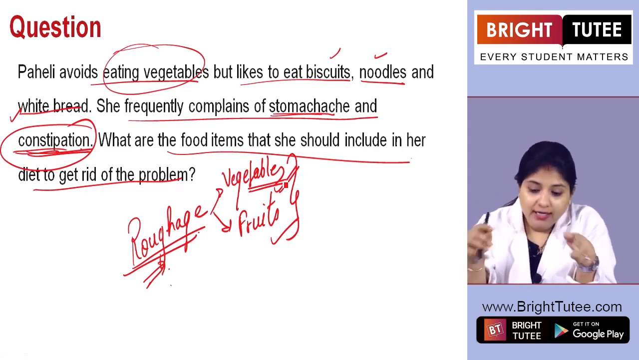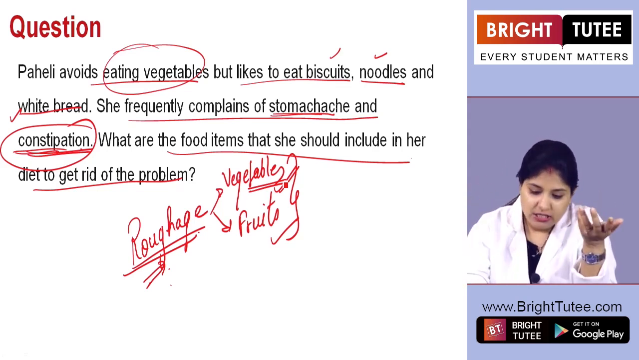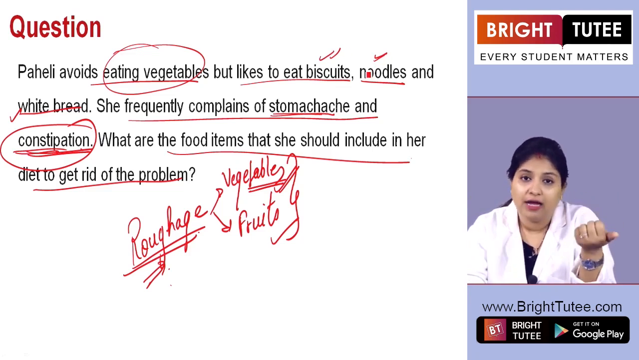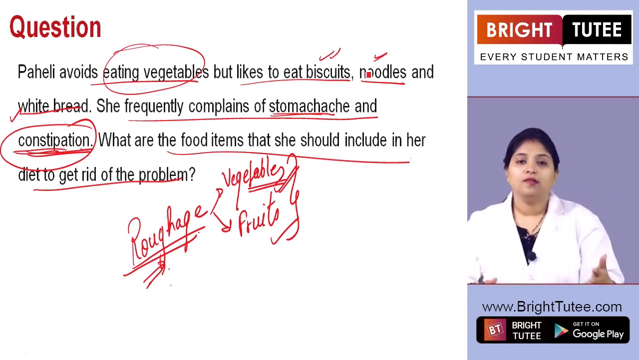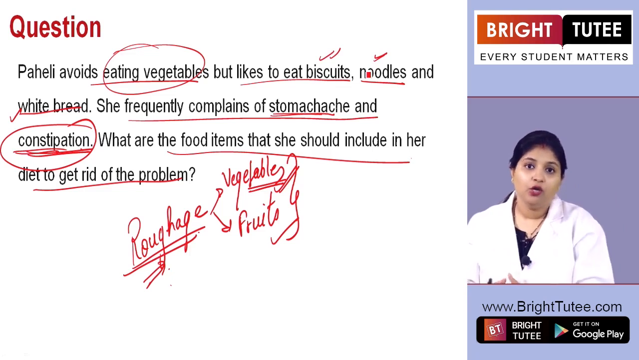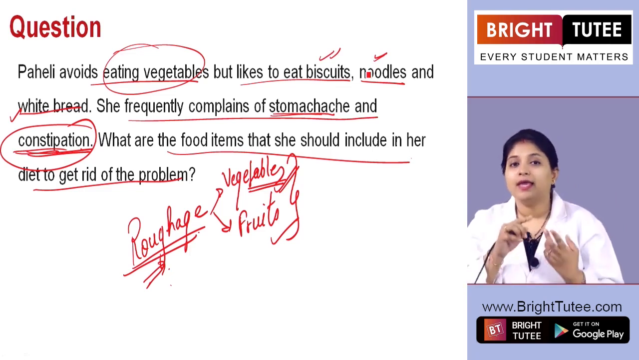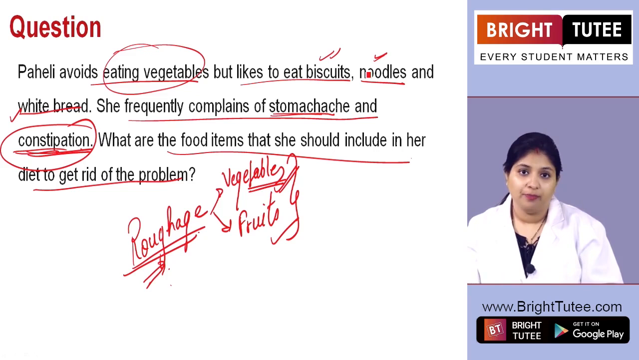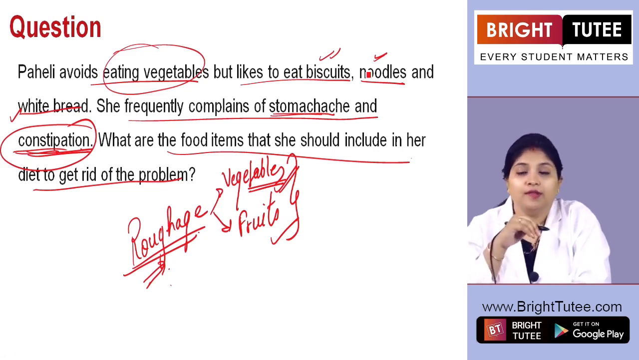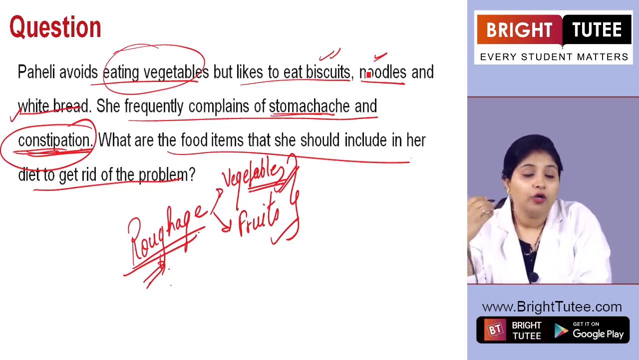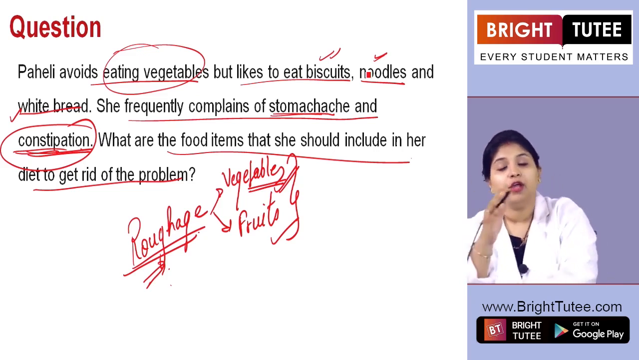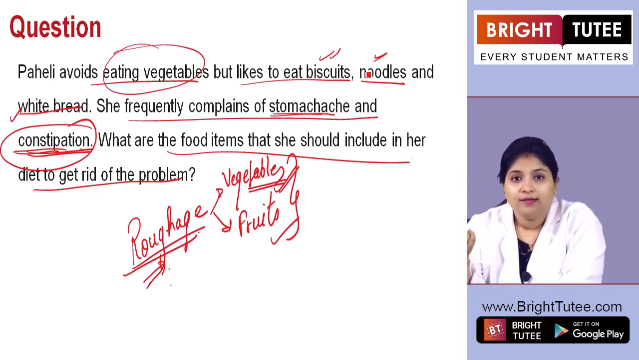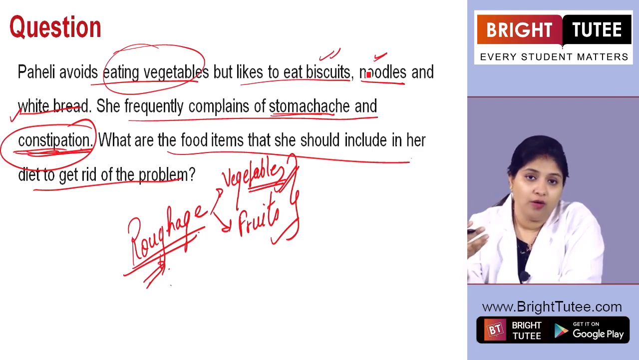She should avoid eating any kind of fast food, especially biscuits and noodles and white bread, right? So all of these things should be avoided to avoid the stomachache and the constipation problem, right? So in this way, we see the importance of a balanced diet, and whenever we are cooking the food, what are the disadvantages and how we can overcome them.